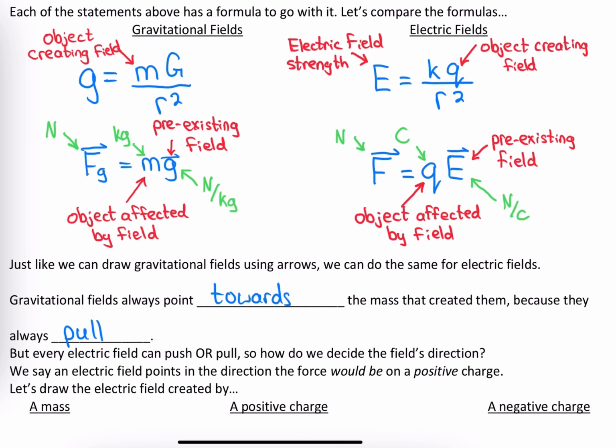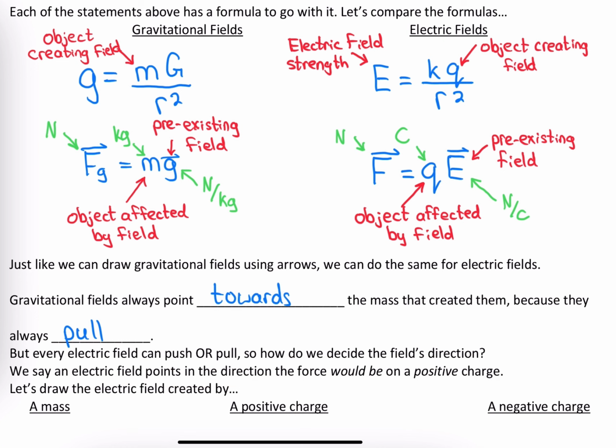But with electric fields, it's a bit different. Electric fields can push or pull. So how do we decide on the direction to draw an electric field? Well, this kind of touches on what we were just talking about with this formula up here. We say an electric field points in the direction the force would be on a positive charge. So if we have a positive charge Q, electric field and the force that charge would feel are in the same direction.